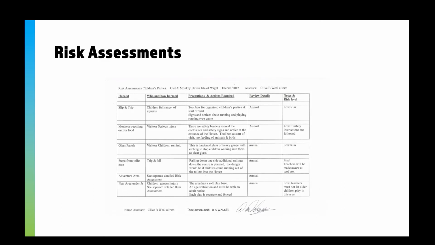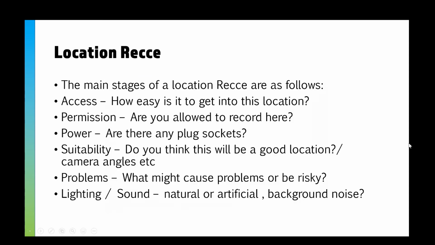So there's an example here of a simple risk assessment. The hazard might be slipping and tripping. It could be children getting a full range of injuries. So we need to have a toolbox for organised children's parties at the start of the visit, signs and notices about running and playing any running type games. We need to review it every year, and it's a low risk. And you see it goes through all these potential things at a children's party.